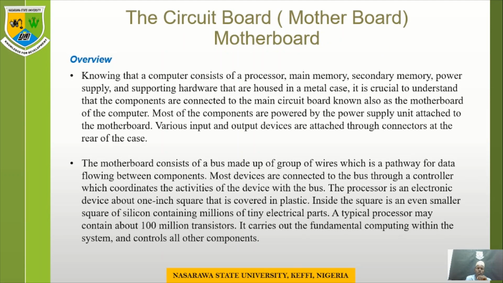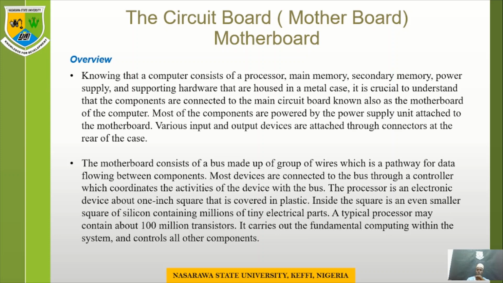So let's move to the motherboard. Another name for the motherboard is the circuit board. So let's look at our slide. A computer consists of a processor and main memory. This is primary memory; I told you another name for primary memory is main memory. Another name for secondary memory, which I didn't tell you, is auxiliary memory. So you can see auxiliary memory or secondary memory, main memory or primary memory.